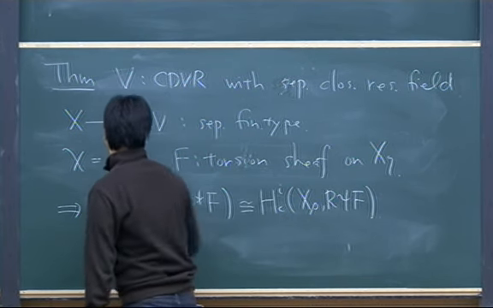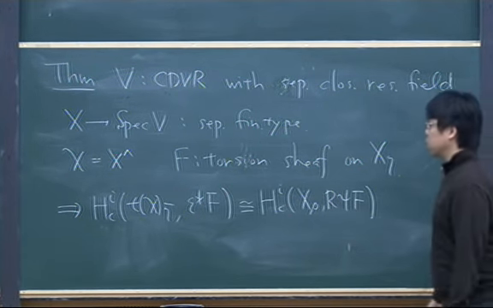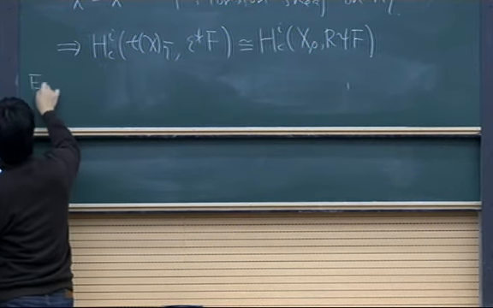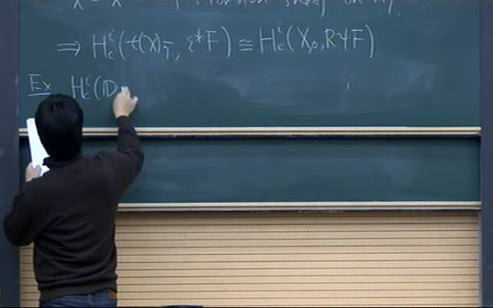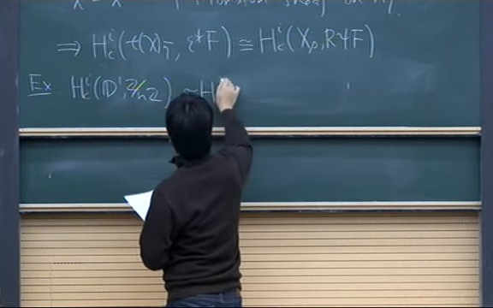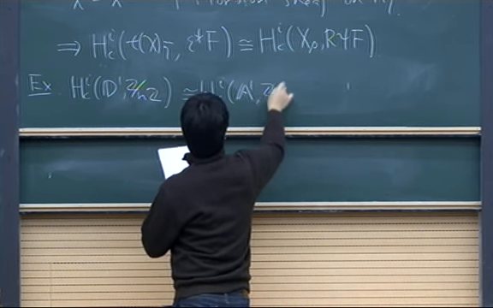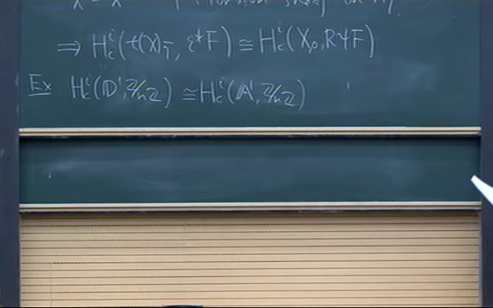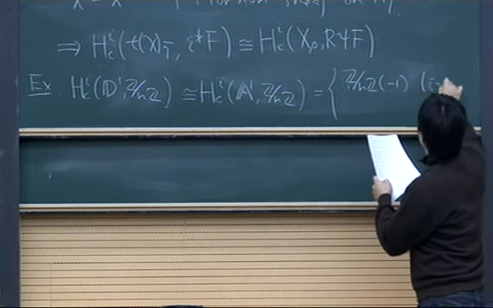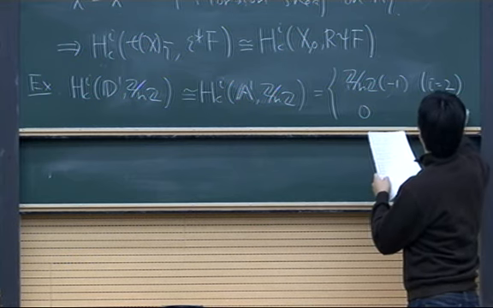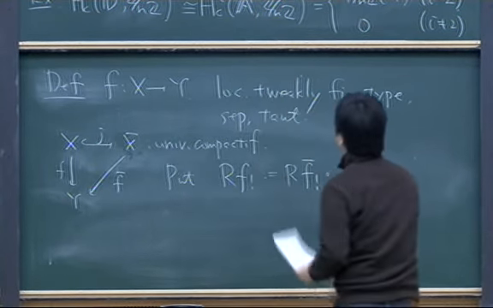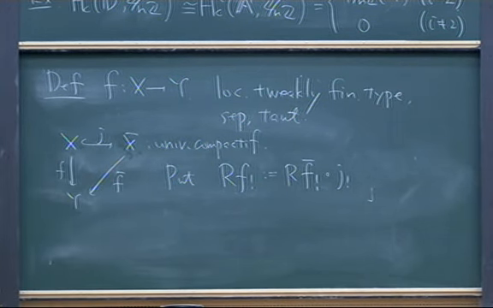If we remove this c, then I explained this theorem before. And then we can compute the cohomology of D1, for example, the compactly supported cohomology of D1. This is isomorphic to the compactly supported cohomology of A1, as I explained yesterday. And this is isomorphic to Z over nZ(-1) if i is equal to 2, and 0 if i is not equal to 2. This is the way we can compute a compactly supported cohomology.